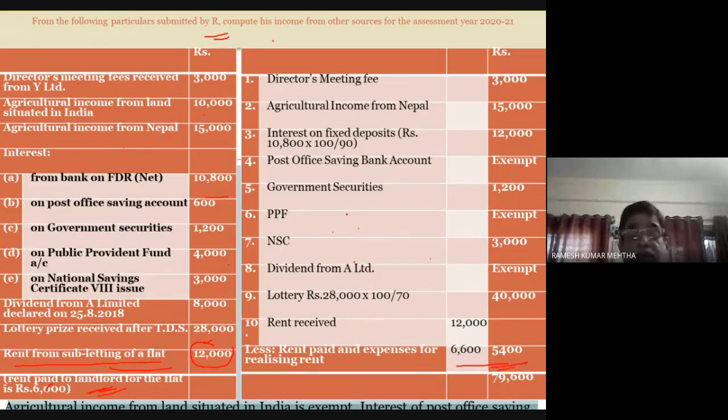So let's talk about what is subletting. There are three persons in this particular example, A, B, C. B has taken a house from A, and he in turn, B, sublets it out to C. For example, this is a big house like this. This can be divided into two portions. So B has taken this house on rent from A.